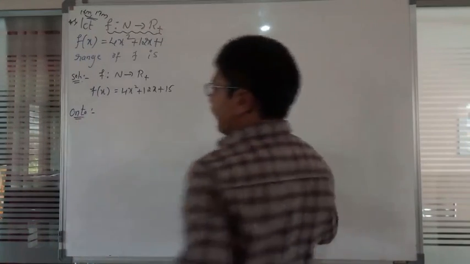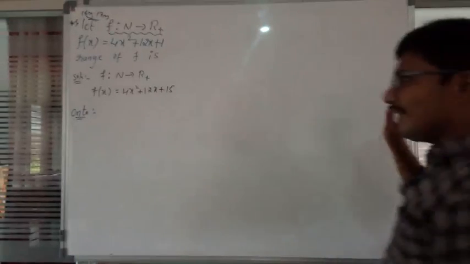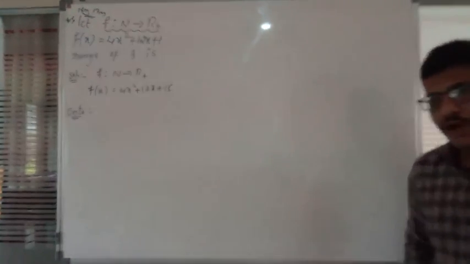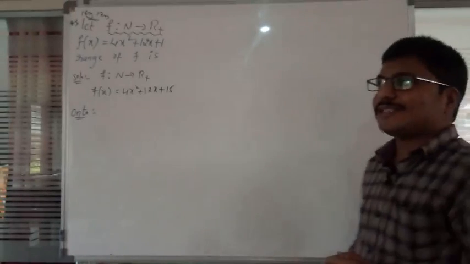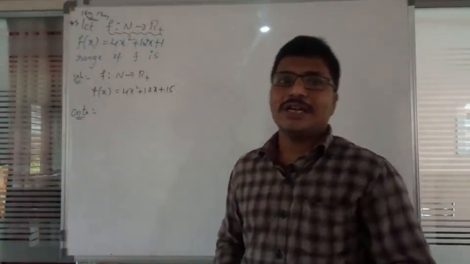So we are going to satisfy the onto function. How do we satisfy that onto function? So what is the definition of onto? For every element which is present in set B, there exists at least one preimage in set A.